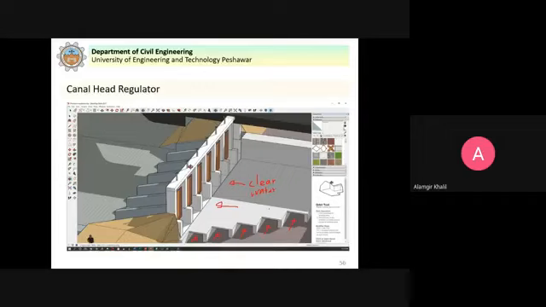And silted water will be entering into the silt excluder. So this is the silt excluder, and this water will then be flushed through the undersluice gates to the downstream side of the weir or barrage. So this is the main idea here. Clear?